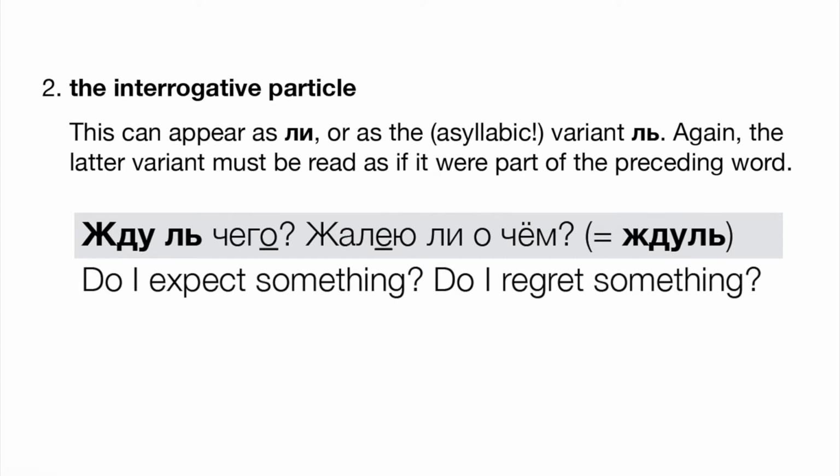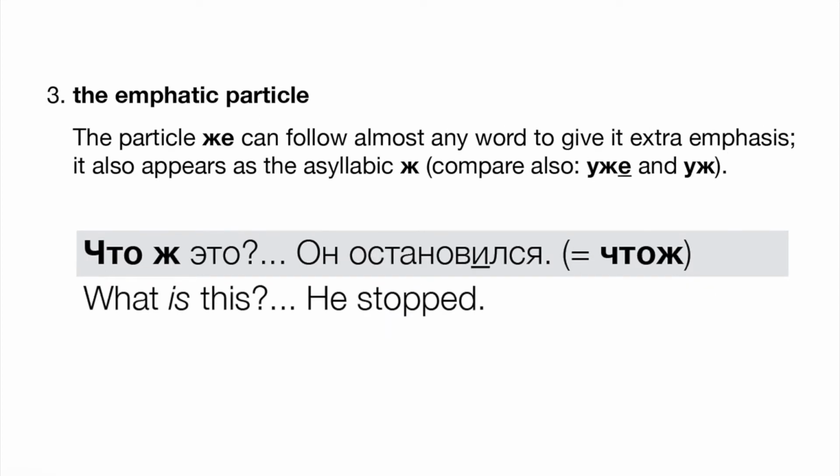Next, we have the emphatic particle, je, which simply adds a bit of emphasis to whatever word comes before, and its asyllabic variant is simply je. Similarly, uja and uj are words that are related to this, obviously, and you'll also see those variations there. But to stick with je, что же это?